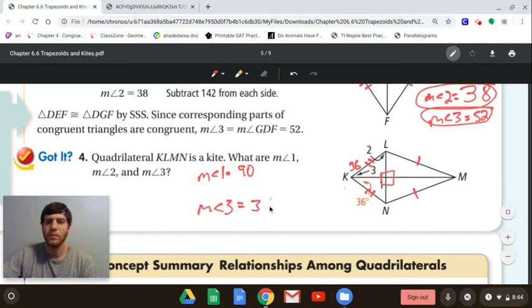Okay, so the measure of angle 3 equals 36. And then we know the three angles of a triangle add up to 180. So we can do 180 minus the middle angle 90 minus 36. That's going to give us 54. So we know that the measure of angle 2 is going to be equal to 54.